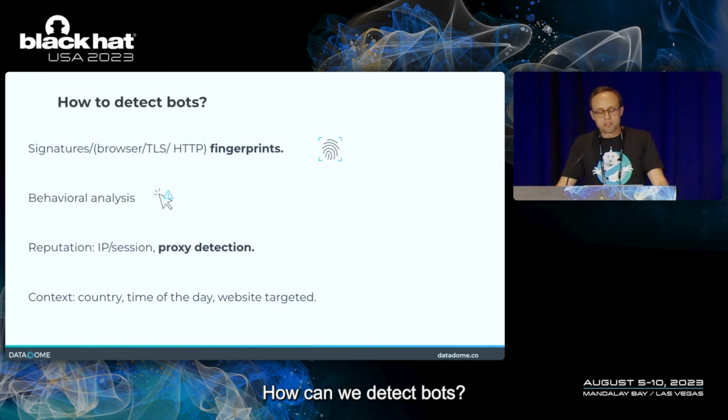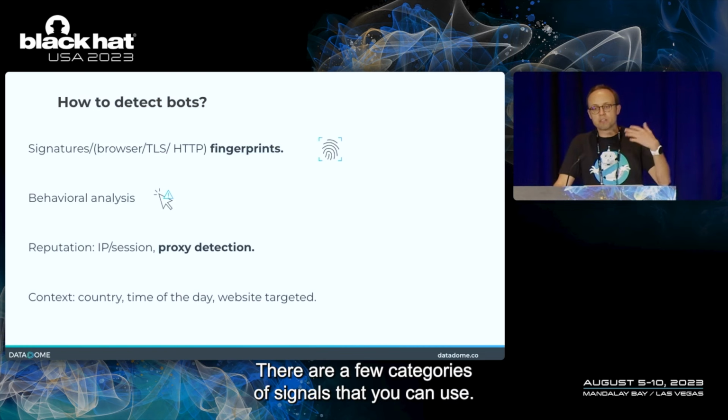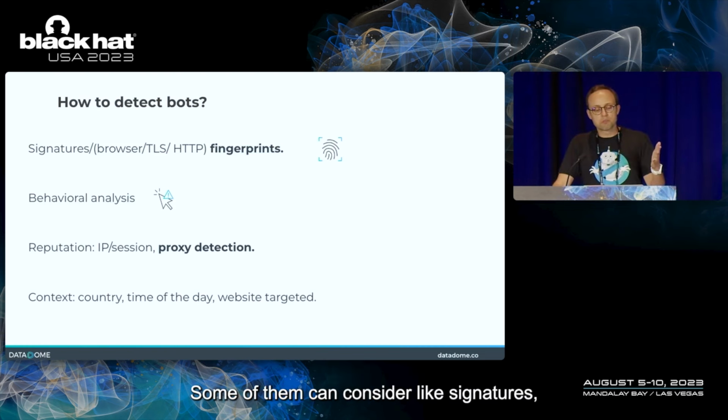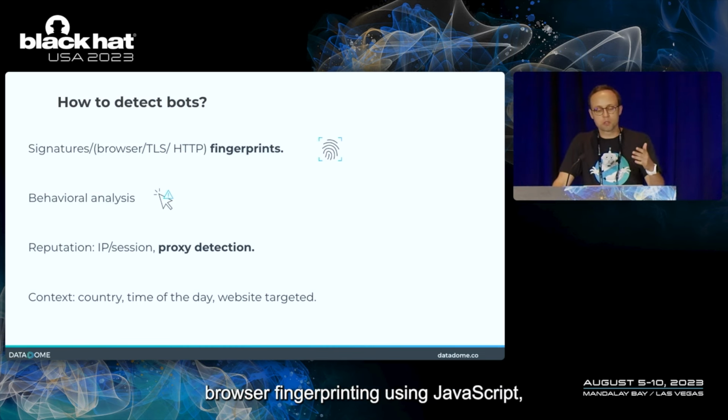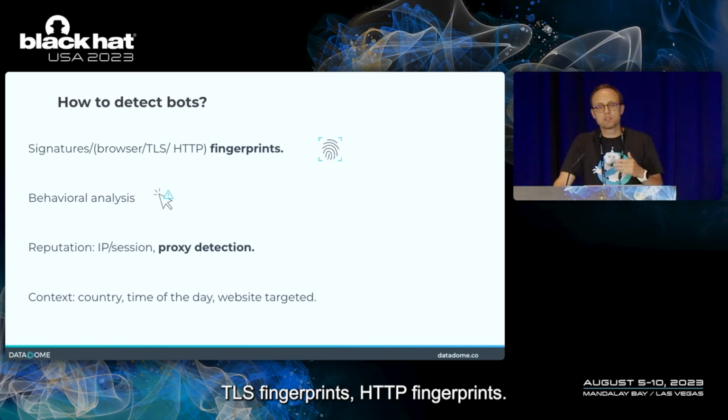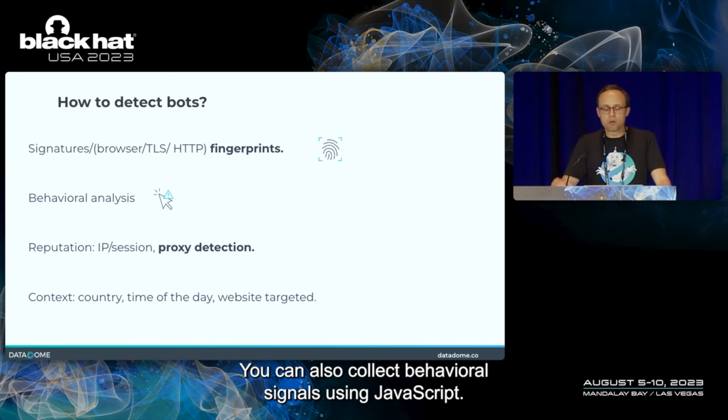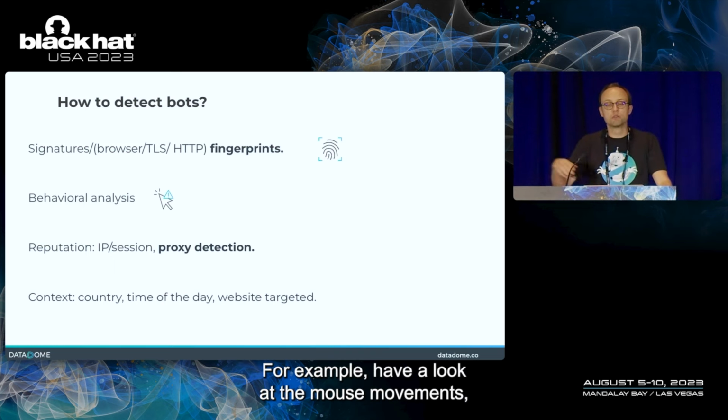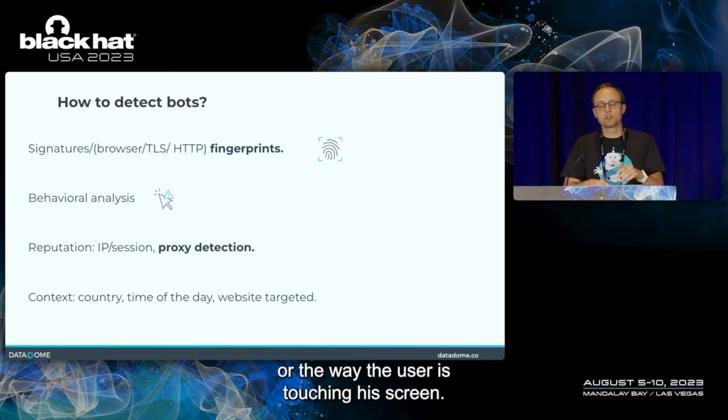How can we detect bots? There are a few categories of signals that you can use. Some of them are signatures, sort of fingerprints: browser fingerprinting using JavaScript, TLS fingerprints, HTTP fingerprints. You can also collect behavioral signals using JavaScript. For example, have a look at the mouse movements or the way the user is touching their screen.